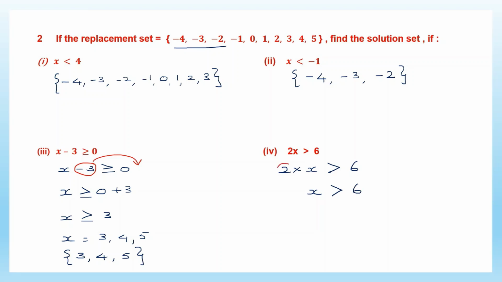I'm going to transpose 2 to the right hand side. It's multiplication on the left hand side, so when I move it there, it becomes division. So that is 6 divided by 2. So x is greater than 6 divided by 2, which is 3. X is greater than 3. So go back to your replacement set and look out for all numbers greater than 3. We have only 4 and 5. So we have found the solution set here. X is equal to 4 and 5. Let's put it in the form of a solution set. 4 and 5. So this is a solution set, 4 and 5.